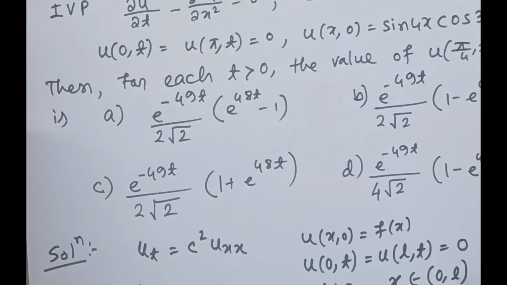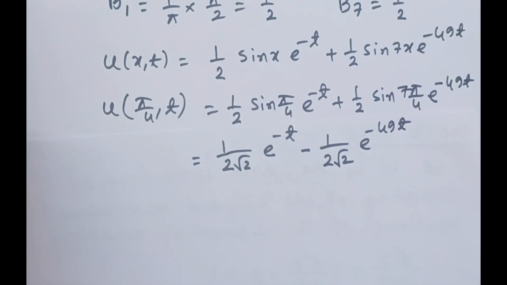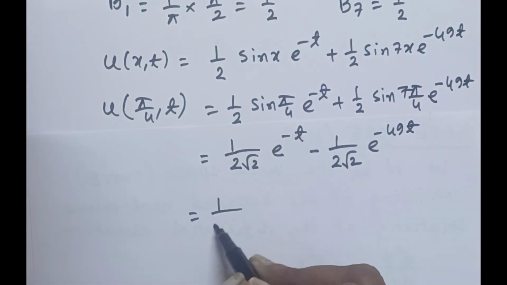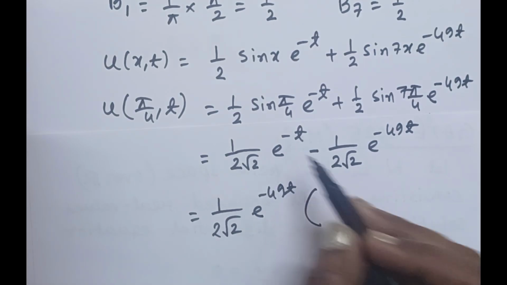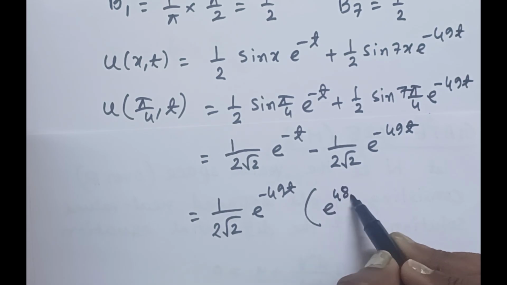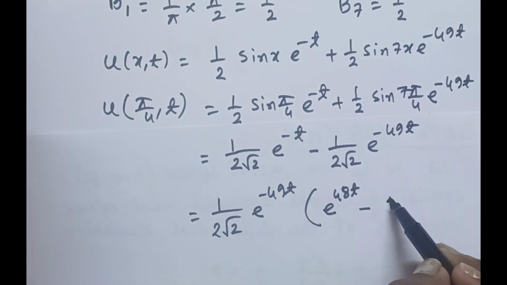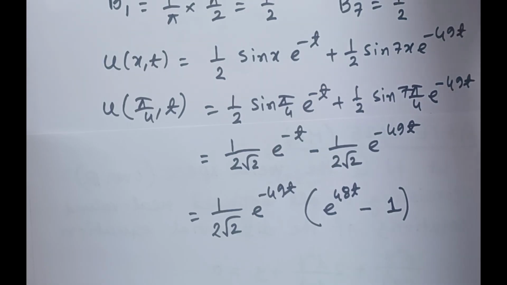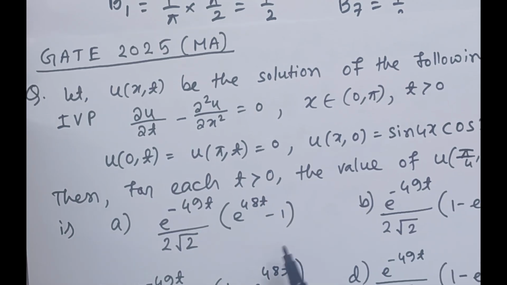And then you can see that in each and every option, e power minus 49t by 2 root 2 is outside. So similarly we can take e power minus 49t by 2 root 2 outside, and then we can write e power 48t, because 48 minus 49 will be minus 1. So when we check the options, we get e power minus 49t by 2 root 2 with this, so option A is correct.